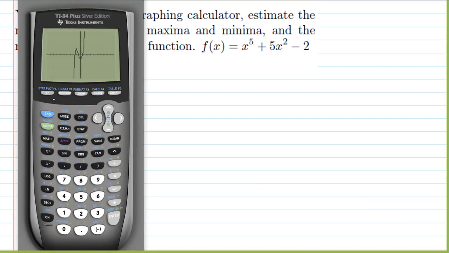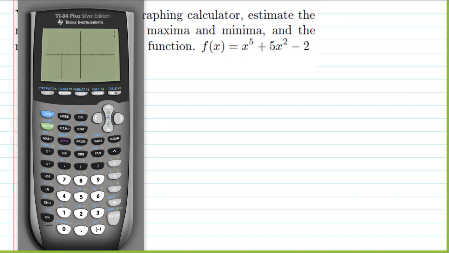All right, so let's go ahead and put this in. So we have x to the 5th plus 5x squared minus 2. And we graph, we get something that looks like this. We're trying to find our maxes and our mins and our zeros. So I'm going to change my window up a little bit. I'm going to change my x min to negative 3, my x max to positive 3, and do the same thing with my y min and my y max.